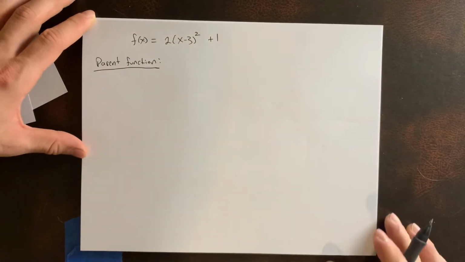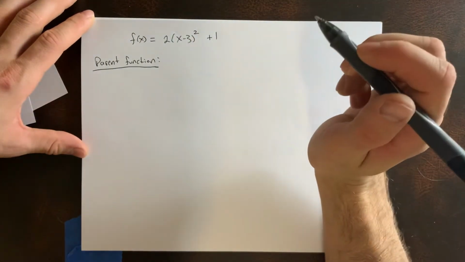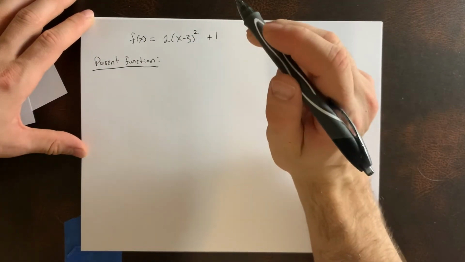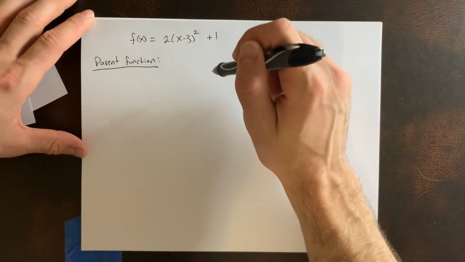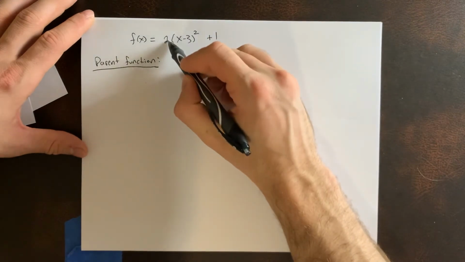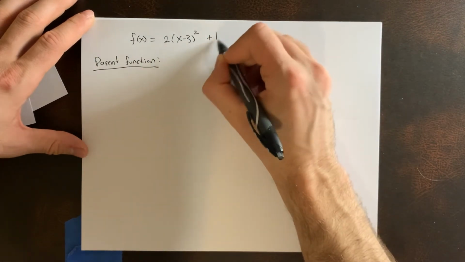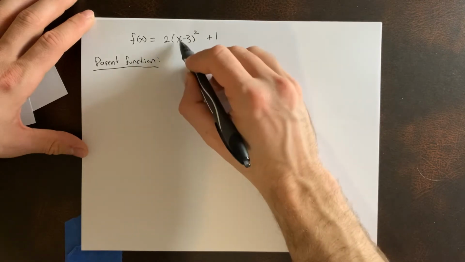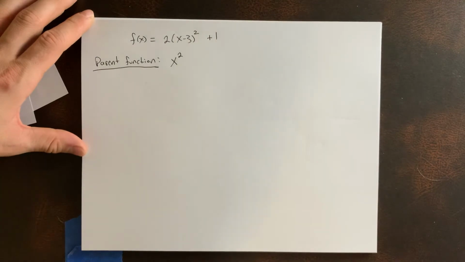So how to find the parent function is we look at our example, and we're going to get rid of every single number that is not an exponent, but not a variable. So we're not going to get rid of our x, but we're going to get rid of every number that's not an exponent. So we're going to get rid of this 2, get rid of this minus 3, and we're going to get rid of this 1. And if you do that, all you're going to be left with is x to the power of 2. So our parent function is going to be x to the power of 2.